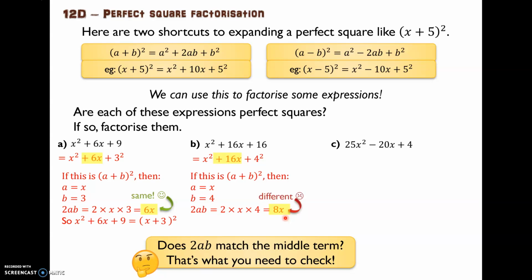I guess we can't do this one then. We can't factorize it, at least not in this way. Well, that's sad. But hey, you can't always win them. So it is not a perfect square. No.